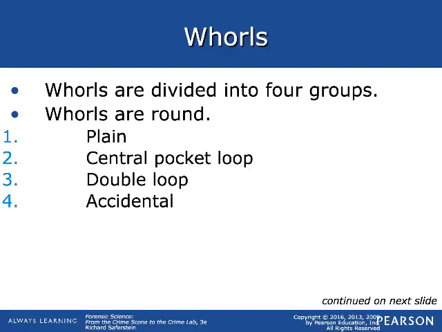Okay, now whorls are divided into 4 different groups. So whorls, what makes them special is they're round. Okay, so whorls are round. They're more like a circle. Okay, so we have plain whorls, we have a central pocket loop, we have a double loop, and then we have an accidental.